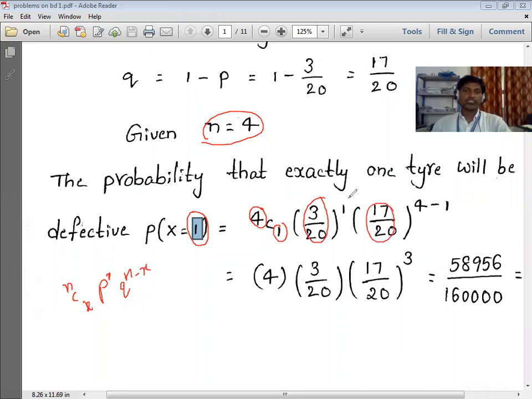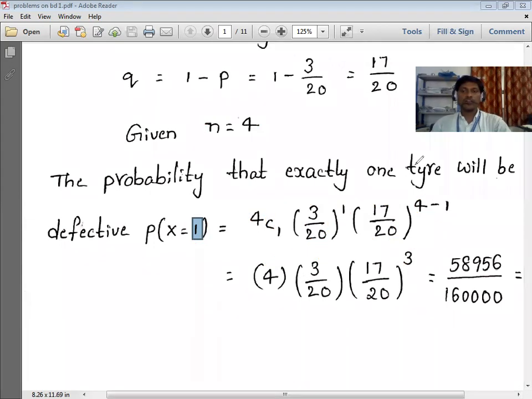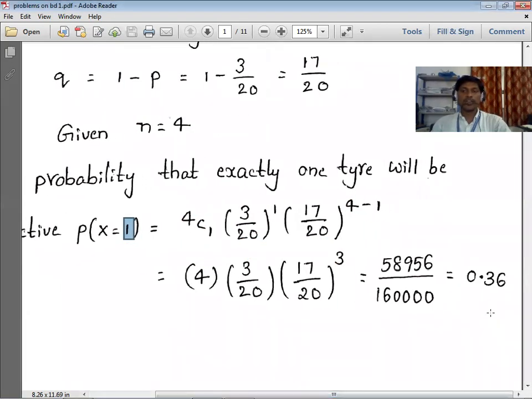Okay, and x is nothing but 1, 1 as it is, and n minus x is nothing but 4 minus 1, which is 3. So 4C1 is nothing but 4, and 3 by 20 whole power 1 is 3 by 20, 17 by 20 whole cube. So this is equal to this one, and then we get the value of this one as 0.36. Okay, so the probability that exactly one tire will be defective is 0.36.